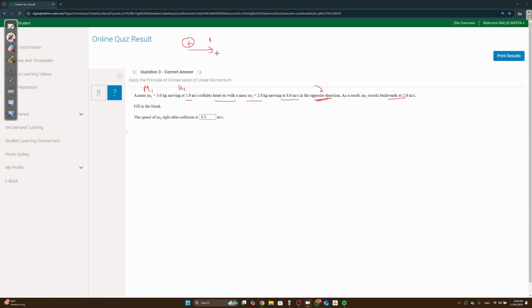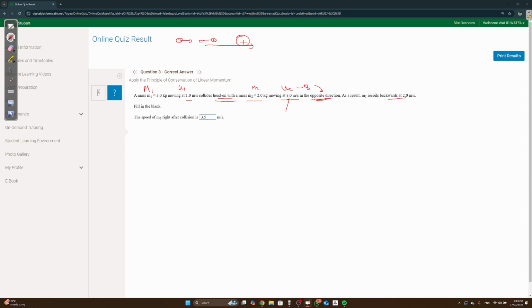If you want, you can draw it: M1 and then here M2. You can do this to help visualize it. I'm going to draw it because it makes my life way easier. Head-on collision means like this. It's moving at 8 meters per second in the opposite direction, so we have M2 and we have U2. U2 is equal to what? -8. Please don't substitute it as 8, substitute it as -8.